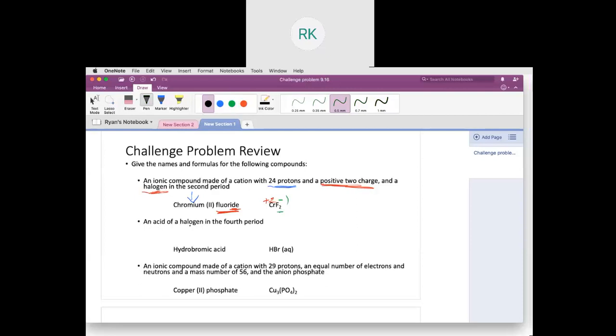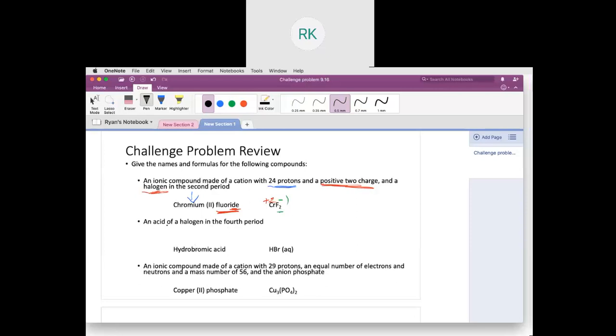Okay? Now the second one is an acid of a halogen in the 4th period. So again, halogen is group 17, right next to the noble gases, and 4th period is our 4th row counting down. I believe they're also labeled on the periodic table, the numbers. And so when we look across in the 4th period to the halogen group, we find bromine, okay?